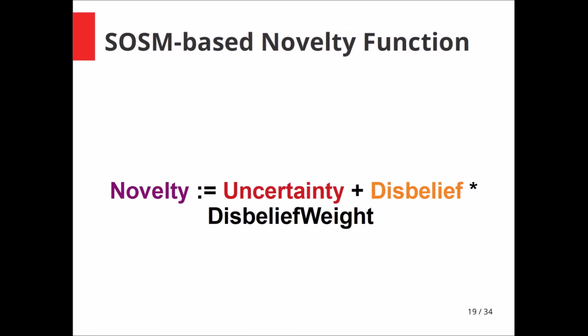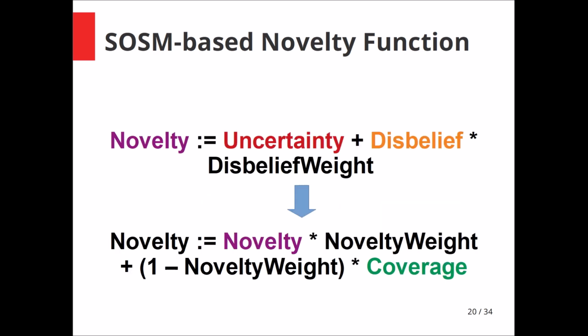With the help of such a subjective opinion state machine, we can compute the novelty of a particular solution by taking the uncertainty and adding it with the disbelief multiplied by some disbelief weight that controls how much emphasis is put on the disbelief.